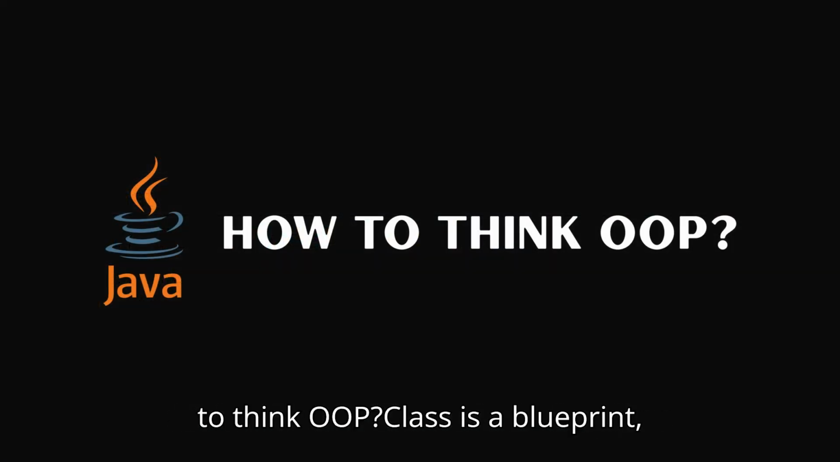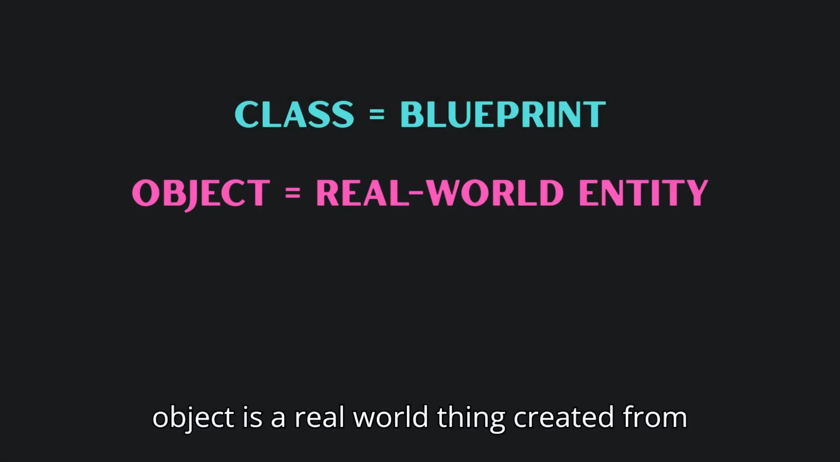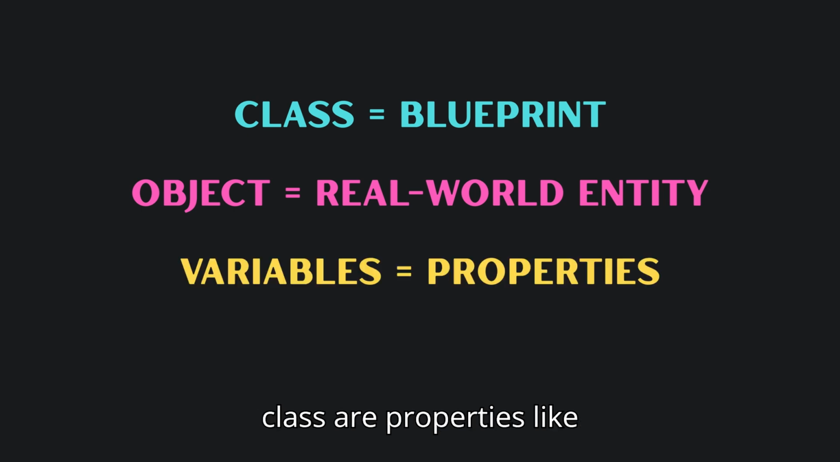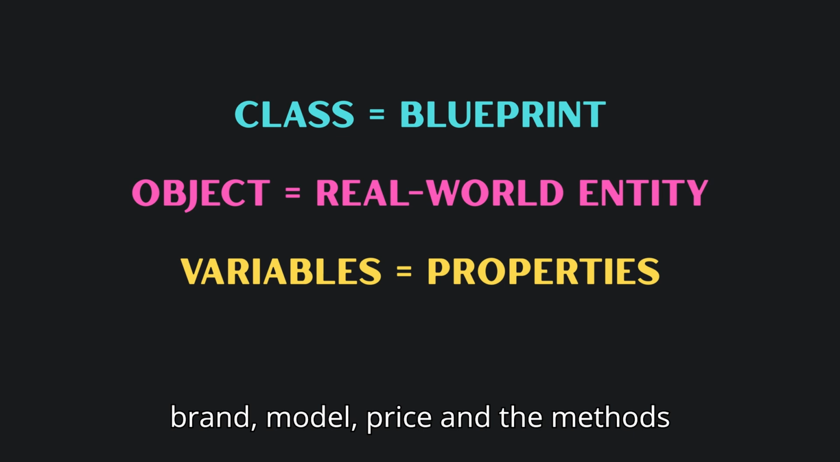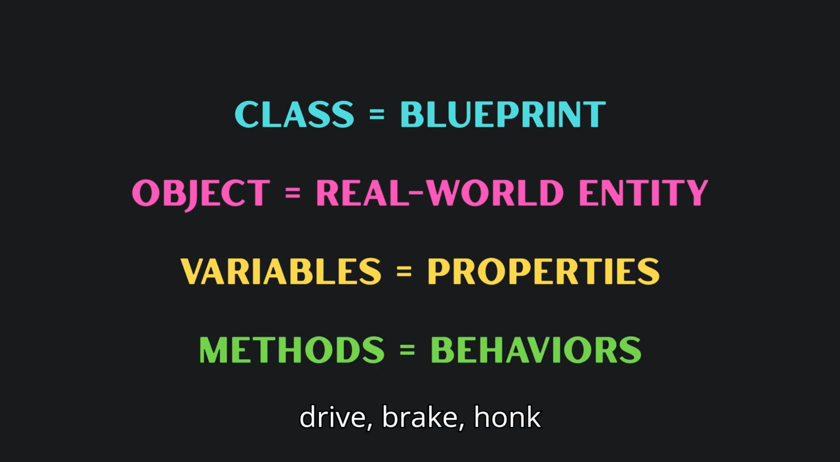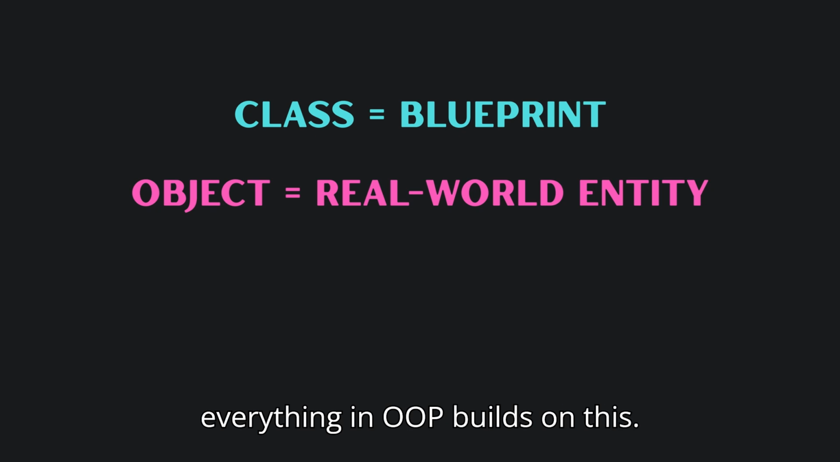How to think OOP? Class is the blueprint. Object is the real world thing created from the blueprint. And the variables inside a class are properties like brand, model, price. And the methods inside the class are behaviors like drive, brake, honk. So this is the foundation and everything in OOP builds on this.